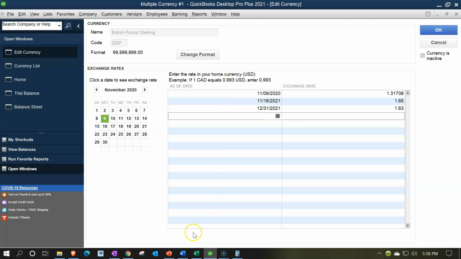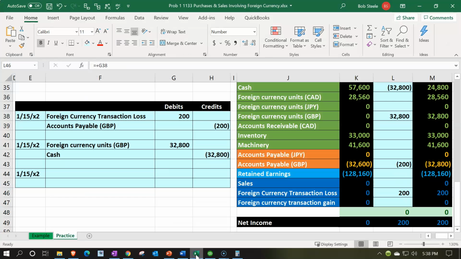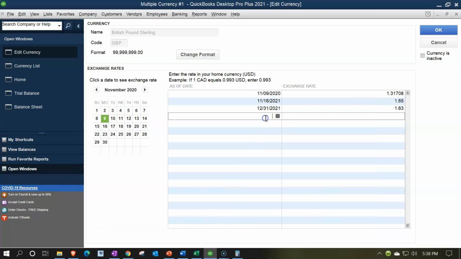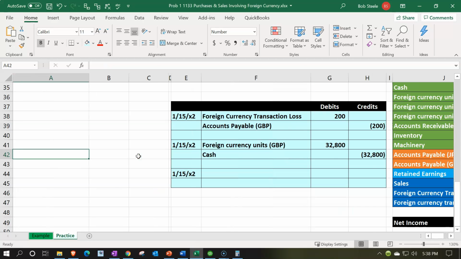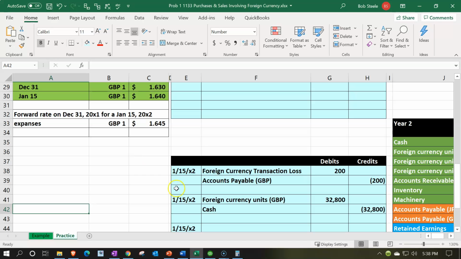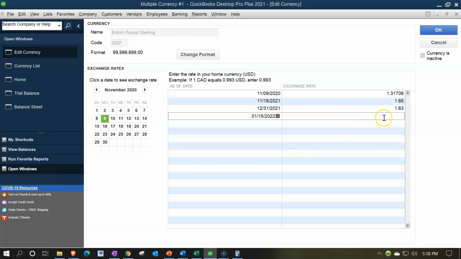I'm going to say today, in problem days, is 1/15/22, so I'm going to enter 011522. And the exchange rate today in our problem day, January 15th, was 1.64. So 1.64.